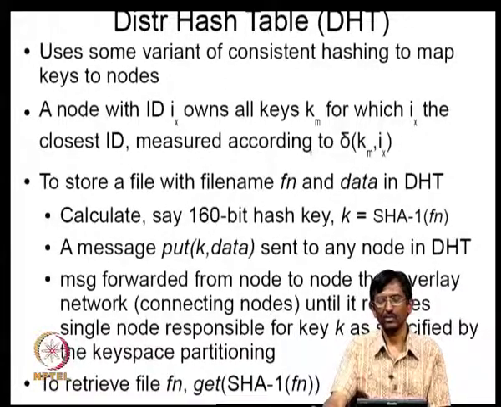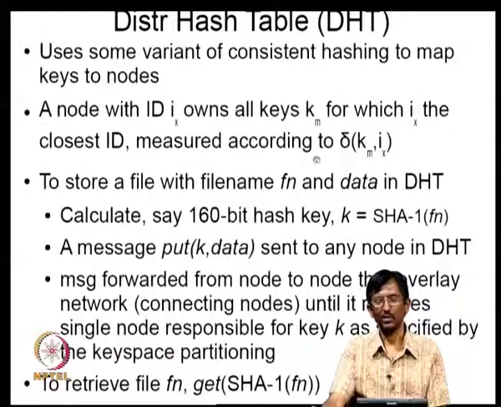For example, you have a key Km, and then you can see how close it is to a particular node with ID IX. So what you do is basically hash both of them, and then from there you can figure out which is the one which is closest, which you have to search. And that closeness is going to be given by some measure.